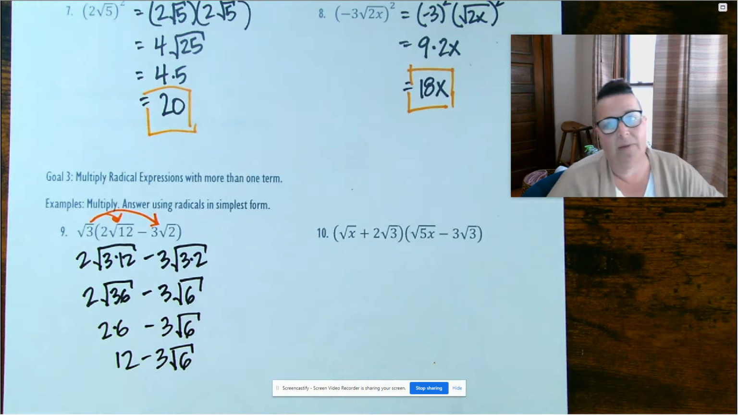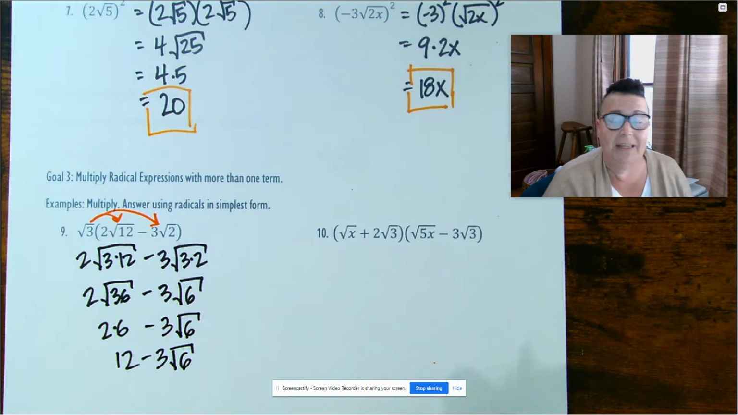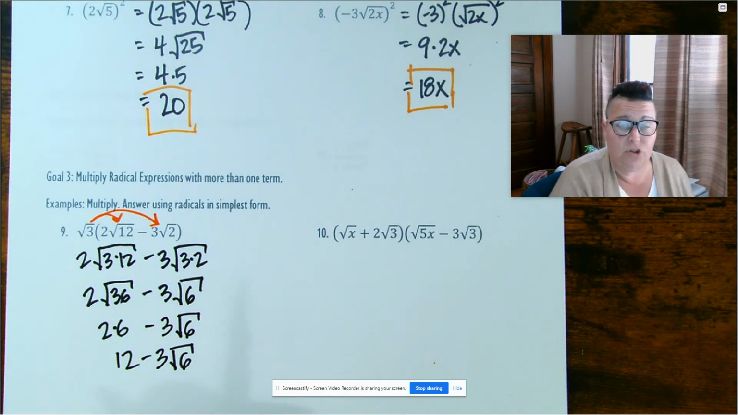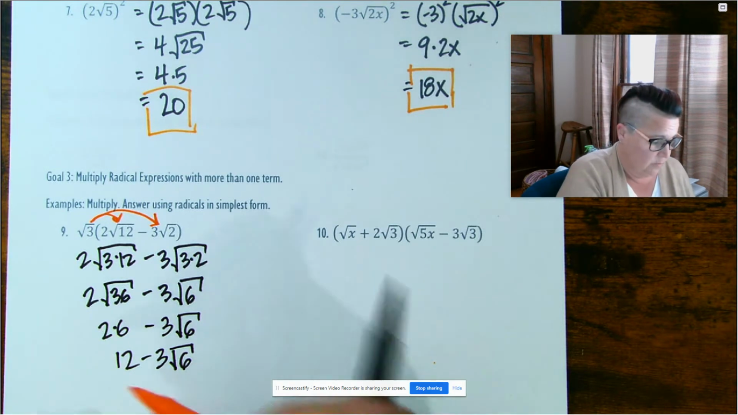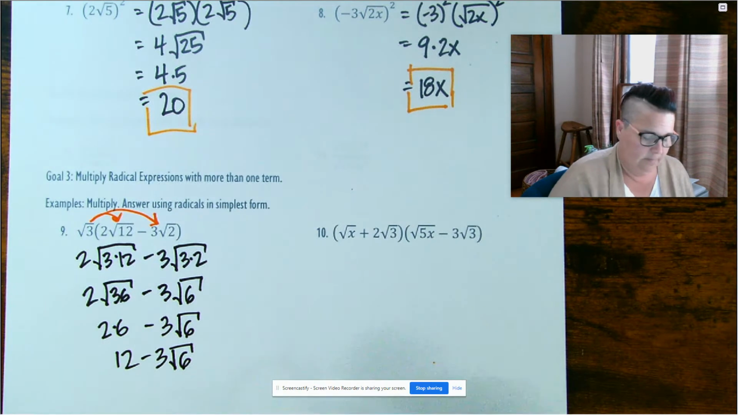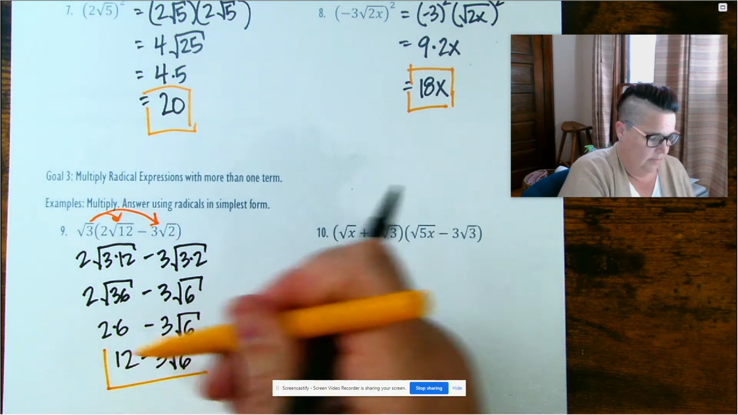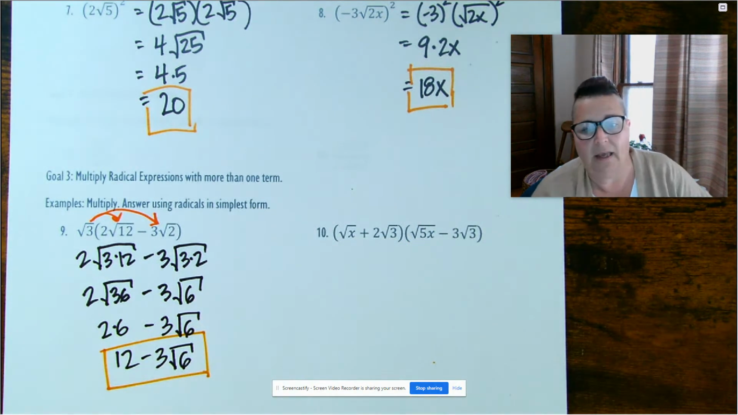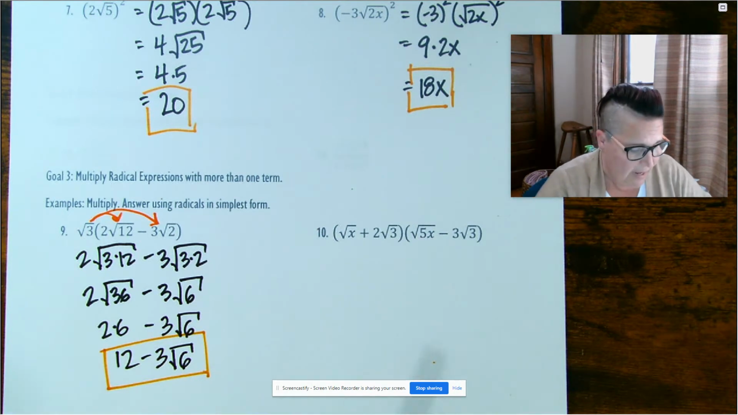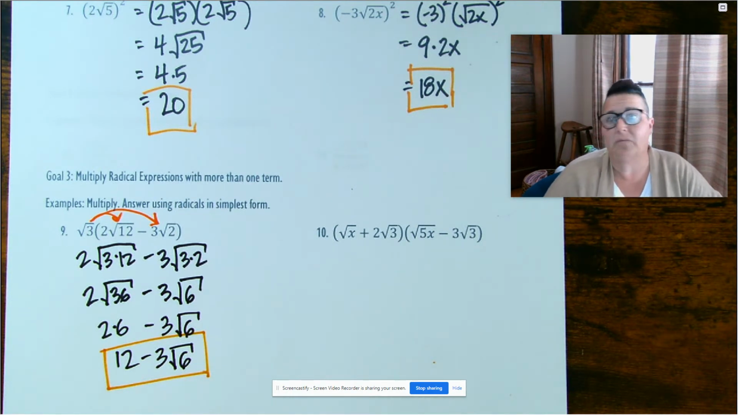I cannot combine the like terms. I cannot combine because I do not have like terms. So this is going to just be 12 minus 3 square roots of 6. I want the yellow one for the box. There we go. Boxing it in. And we're good. What do I do if I have a binomial times a binomial? Same as if we had regular ones.